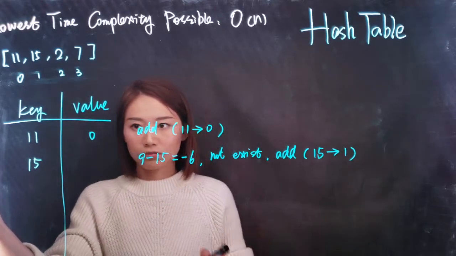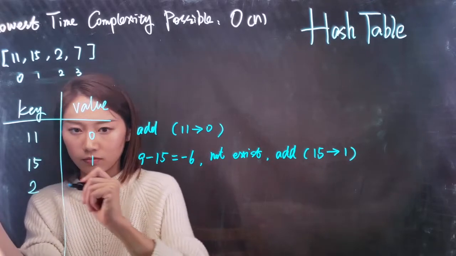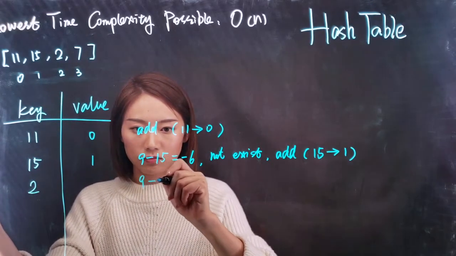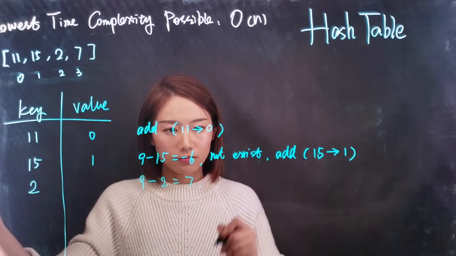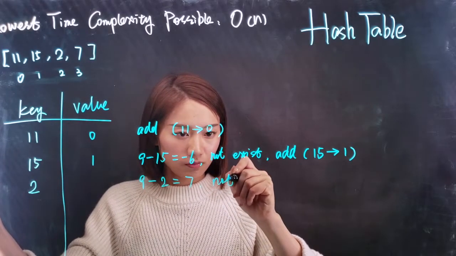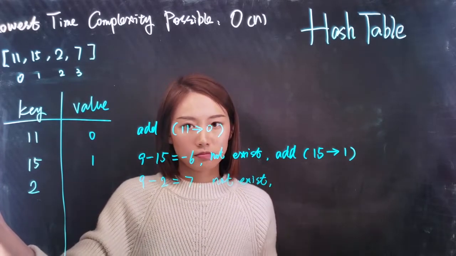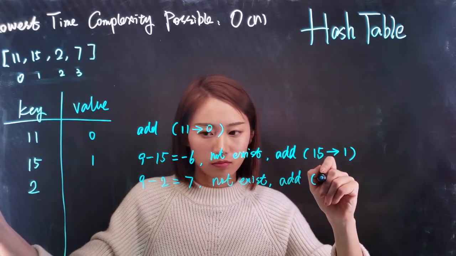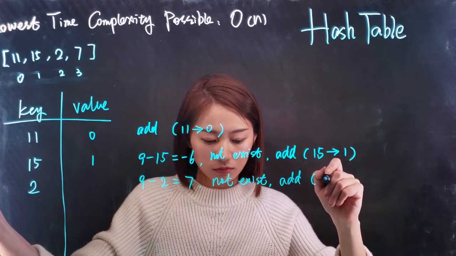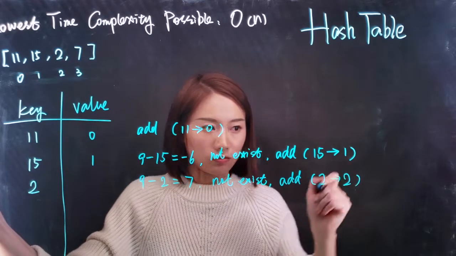And then we go to number 2. Target number 9 minus 2 is 7. Notice that even though 7 is in this array, it hasn't been put into the hash table. So technically, we don't know its existence for now. So 9 minus 2 does not exist in the table. Like last round, we just add 2 and its index to the hash table.